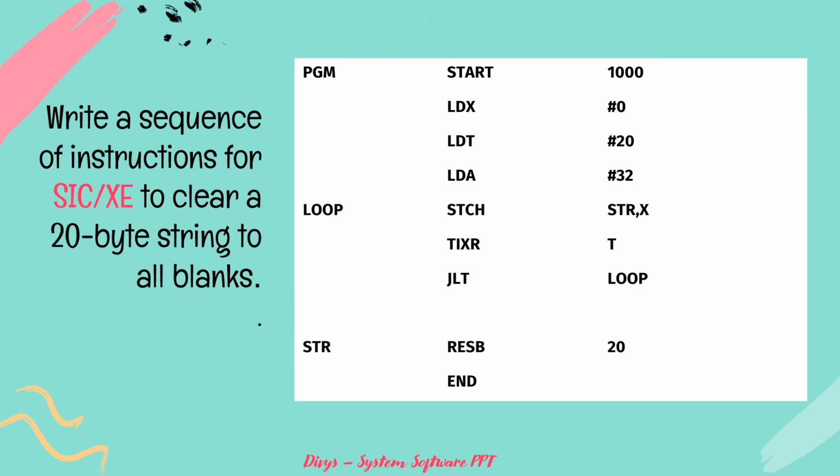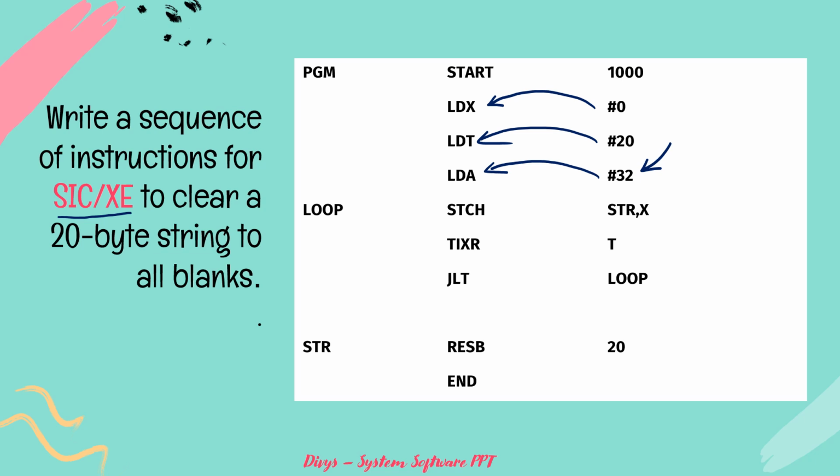Next, we'll write the same program but for SIC/XE. So here we can use immediate addressing. So we have initialized the X register with the value 0, the T register with the value 20, that is the length of the string, and the accumulator with #32, that is the ASCII code for space.